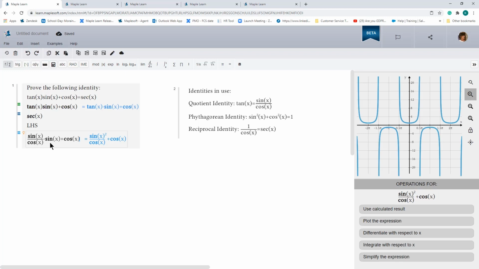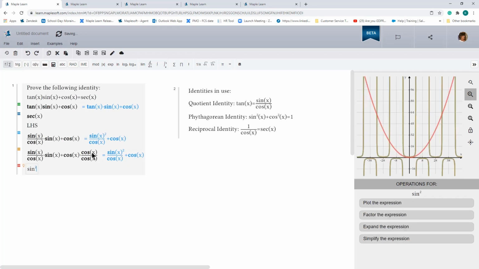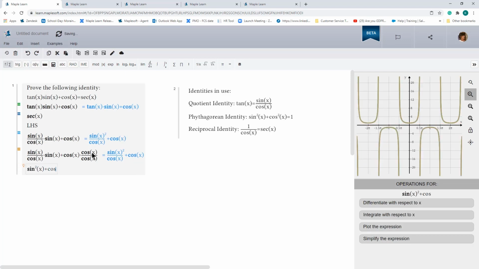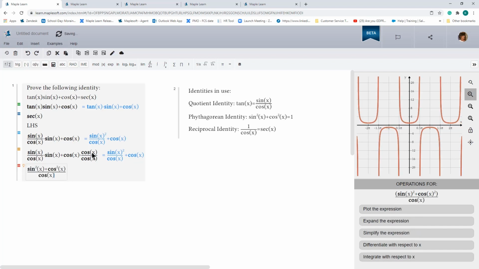And now the second step is I want to rewrite the expression so the denominators are the same. So that will give me, here I'm going to multiply the top and bottom by cos of x. And I'm doing this so I can add these two fractions. Now I can rewrite this as sine squared of x plus cos squared all over cos of x. Again, so far so good.